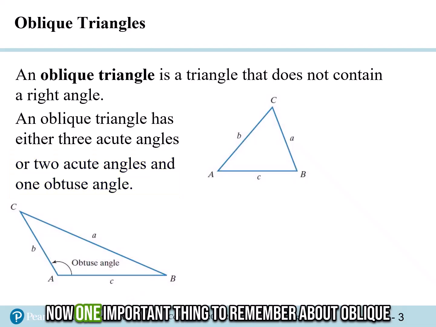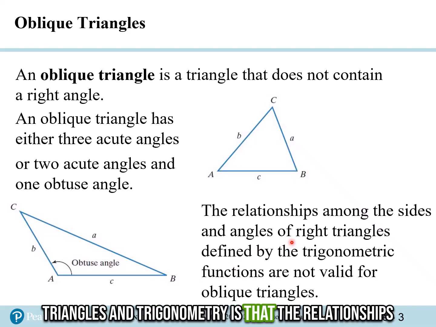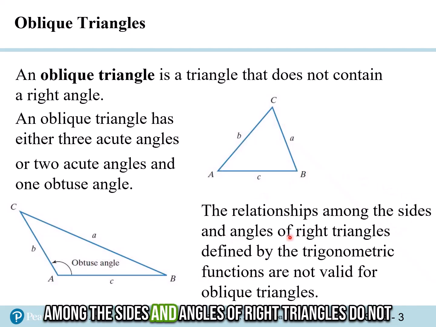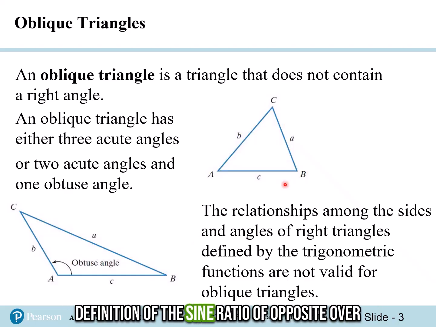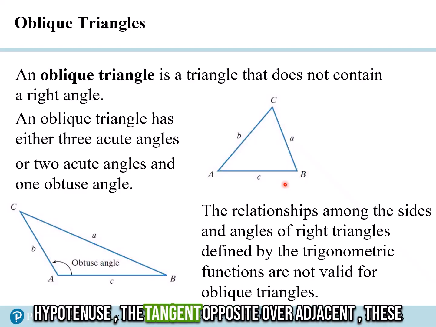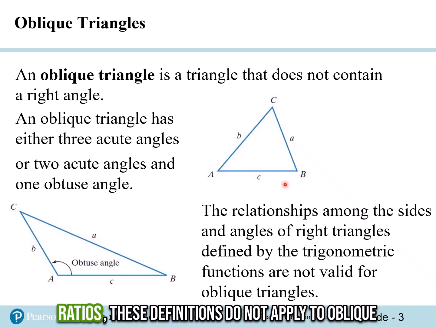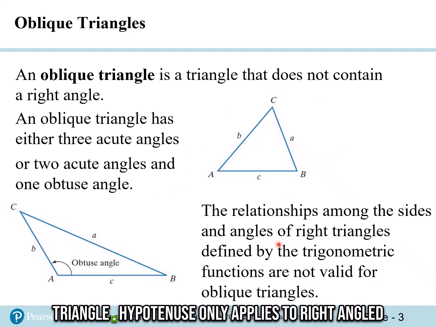acute angles. Now, one important thing to remember about oblique triangles and trigonometry is that the relationships among the sides and angles of right triangles do not apply to oblique triangles. In other words, the definition of the sine ratio of opposite over hypotenuse, and for the cosine, the adjacent over hypotenuse, the tangent opposite over adjacent, these definitions do not apply to oblique triangles because there's no hypotenuse in an oblique triangle. Hypotenuse only applies to right angle triangles.